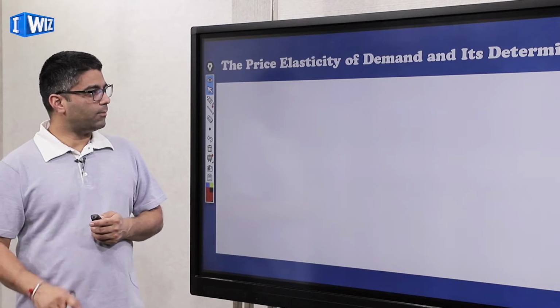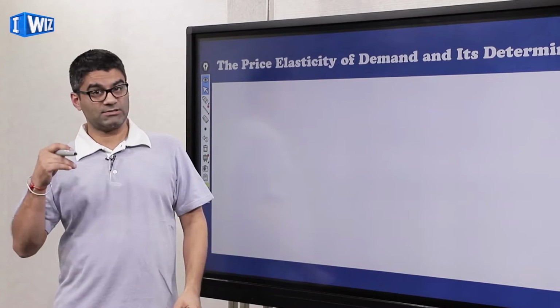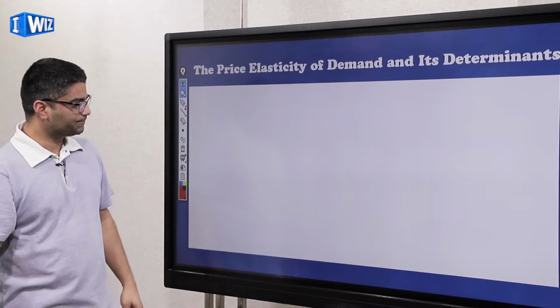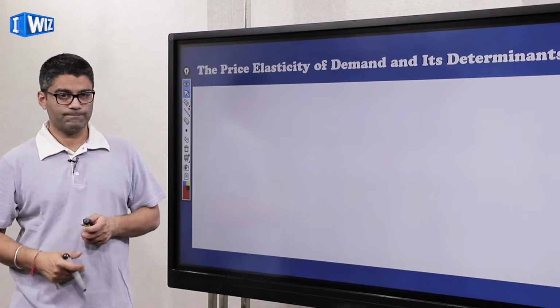So think about it, pause the video and think about what might make the demand curve more or less elastic, and then get back to these slides. Again, make sure you understand what it means to say that the demand curve is elastic or inelastic.